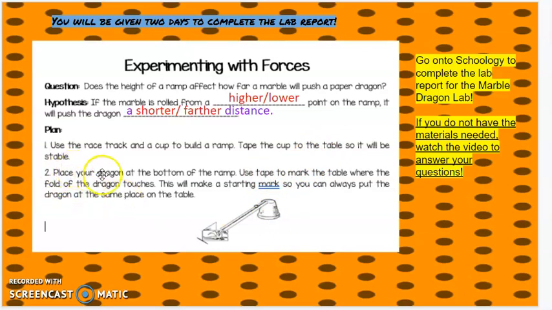Second step says, place your dragon at the bottom of the ramp. Use tape to mark the table where the fold of the dragon touches. This will make a starting mark so you can always put the dragon at the same place on the table. So we've left this picture here to kind of help you out with that. Something we've noticed, I know it has the piece of tape right here, I would put the piece of tape more out to the side so then your dragon does not get stuck on that piece of tape.